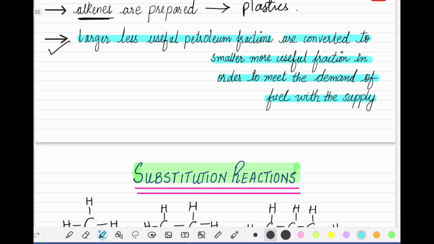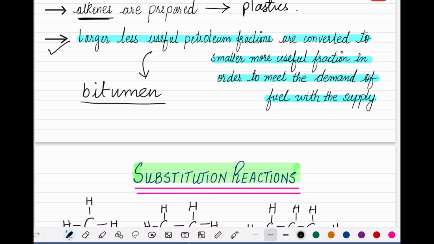This means that larger, less useful petroleum fractions, for example, bitumen. Bitumen consists of long chains of carbon atoms and they are very low in demand. So bitumen is cracked down into smaller useful fractions, the smaller alkanes, in order to meet the demand of fuel.